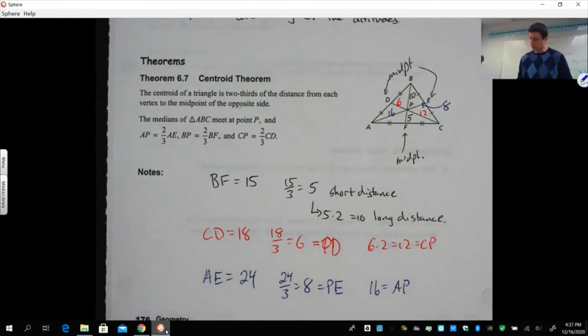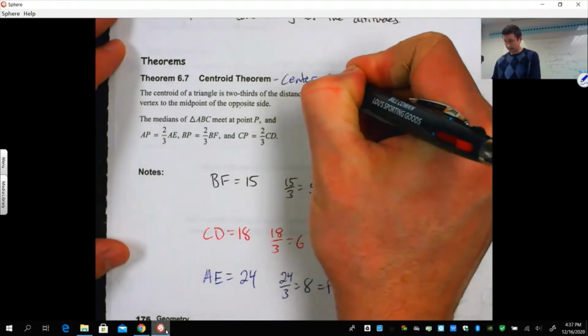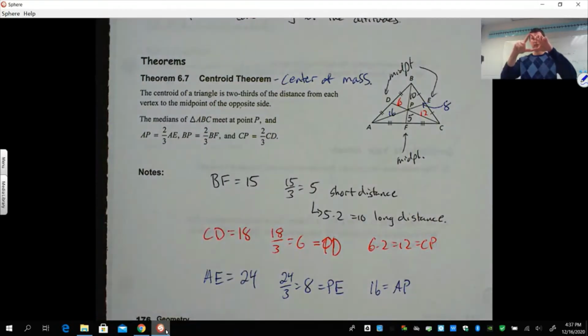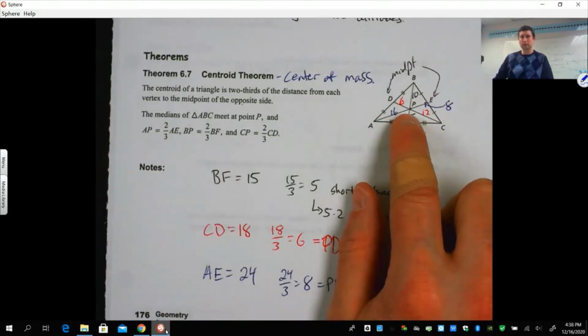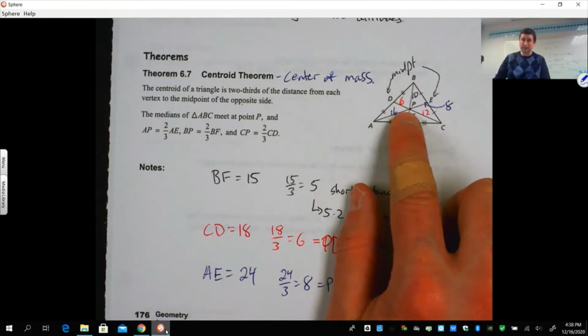Now the other thing that's cool about the centroid, it is the center of mass. So if you were to cut out this triangle and attach a string right where the centroid is and hang it, that triangle should hang perfectly balanced. If you think of the mobiles that babies would look at that swing around, those can be created by different shapes. Finding the centroid of those shapes would make sure that mobile stays balanced. So the centroid is significant because it is the center of mass.